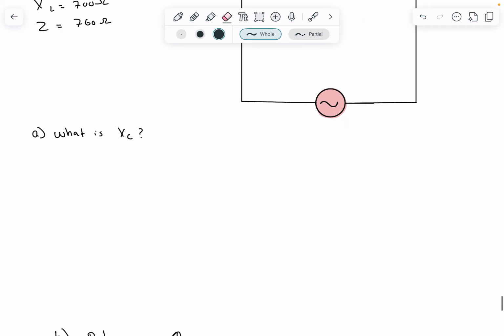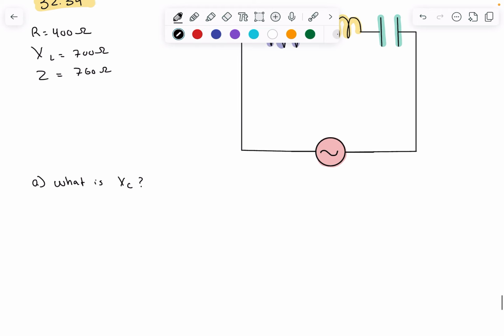So here we want to know what XC is. It's implying that there's more than one value, so let's look at that. Z is equal to (R squared plus (XL minus XC) squared) to the 1/2. Let's solve for XC. We're going to have Z squared minus R squared is equal to (XL minus XC) squared.